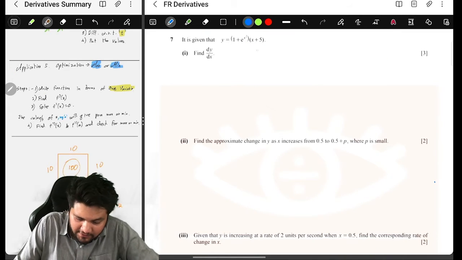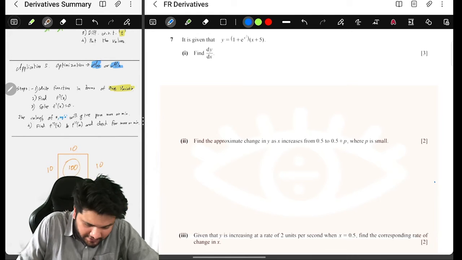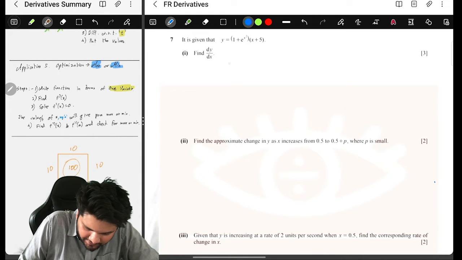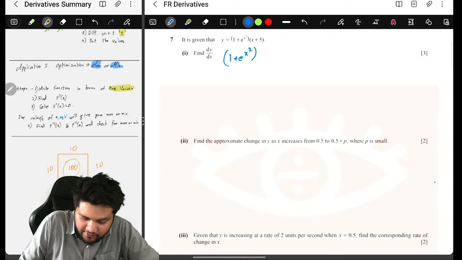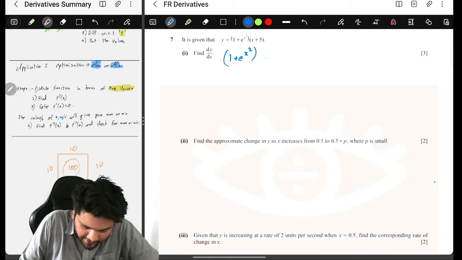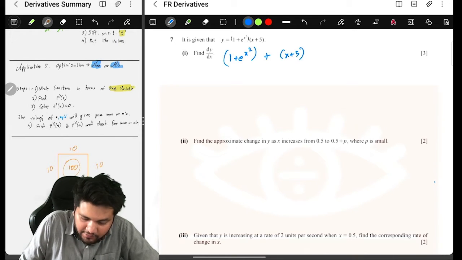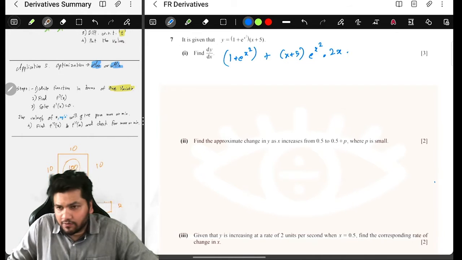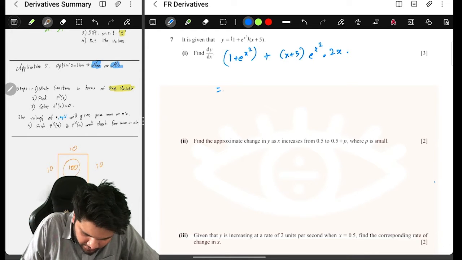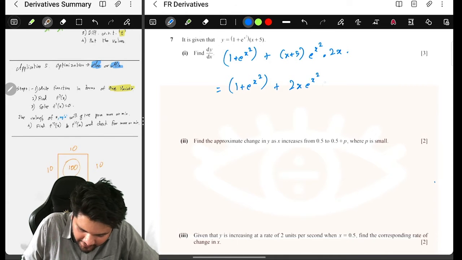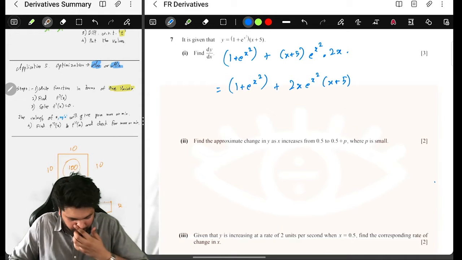Another question, 1 plus e to the power of x square, into x plus 5. So as you can see, they are asking you to find dy by dx. So dy by dx is going to be your first, 1 plus e to the power of x square, into derivative of second, which is x plus 5. So it's going to be 1 only, plus x plus 5 into derivative of e to the power of x square, which is going to be e to the power of x square into derivative of x square, which is nothing but 2x. Chain rule again. So at the end of the day, if you want, we can write it properly: 1 plus e to the power of x square, plus 2x e to the power of x square into x plus 5. So that's going to be your derivative for this thing.